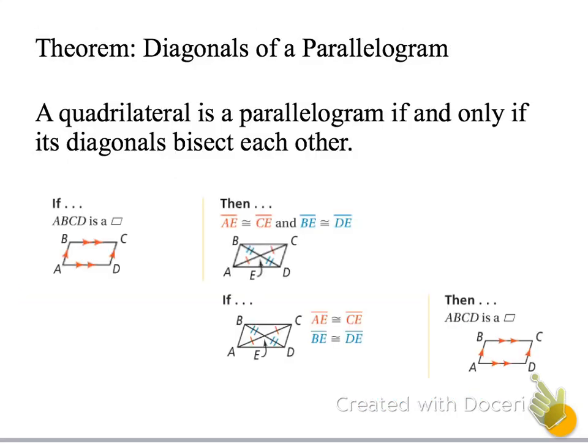Okay, the diagonals of a parallelogram. A quadrilateral is a parallelogram if and only if its diagonals bisect each other. So that means they cross each other. Okay, and then they also make some congruencies. So if they cross each other, we have a midpoint, E, and it is saying that AE is congruent to CE, so you can see the little congruency marks there, and BE is congruent to ED. The reverse, if you have AE being congruent to CE and BE being congruent to DE, then you also have a parallelogram.